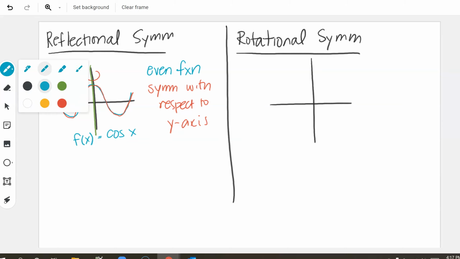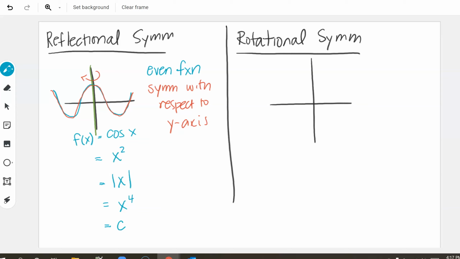And then we wrote down a bunch of different possible examples, right? We had x squared, our little parabola. We had the absolute value of x. And we could talk about x to the fourth. Technically, any of our constant functions would have reflectional symmetry. But the reason this gets the name even is because if you look at any of these power functions, you're going to see even powers result in reflectional symmetry.